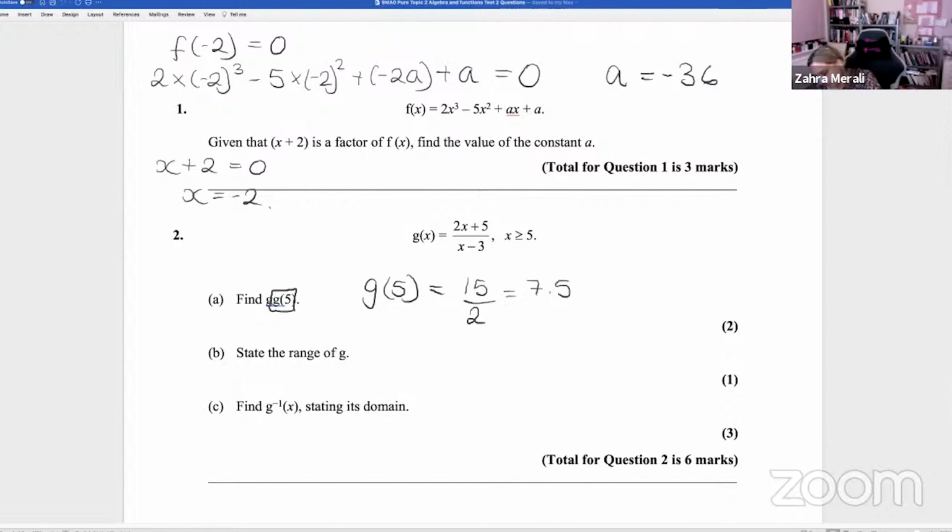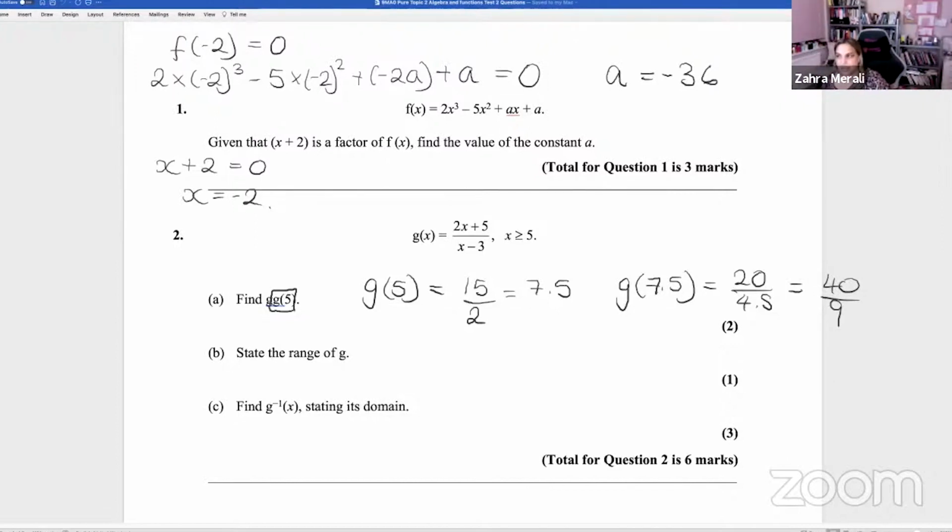We're then going to substitute the 7.5 into the equation. So we have 2 times 7.5 plus 5, which gives us 20 on the top, and then 7.5 minus 3 to give us 4.5. You can stick that into your calculator if you don't feel like using mental arithmetic, and you get 40 over 9. And then we've got the range of g.